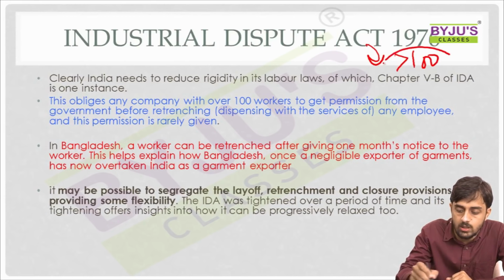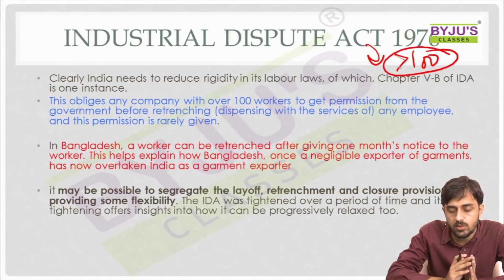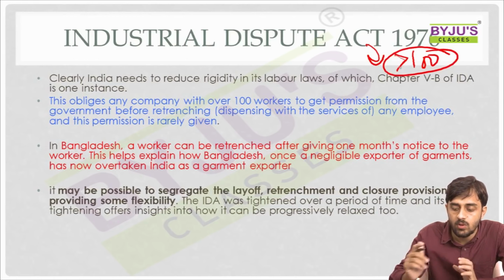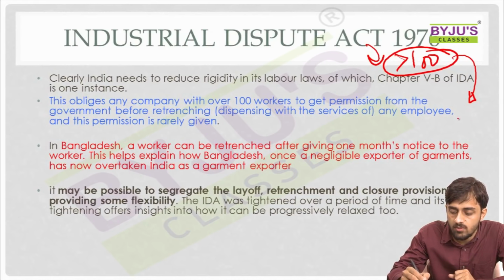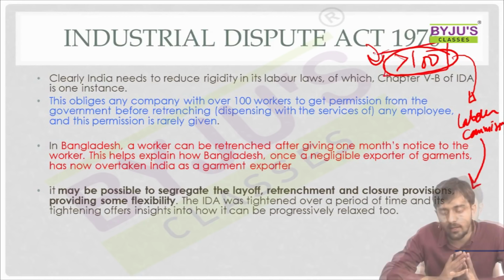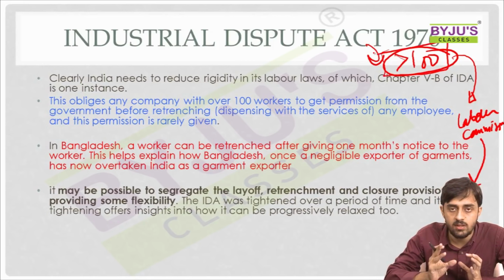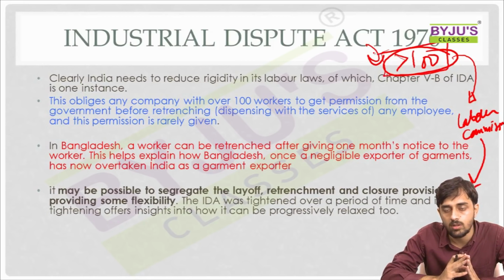case, if the management of the company intends to fire an employee, then they will have to obtain a permission from the labor commissioner. And an employee can be terminated only when the permission has been obtained from the labor commissioner. That is the whole provision of the Industrial Dispute Act, which has been one of the central issues with respect to the rigidity of the labor laws.